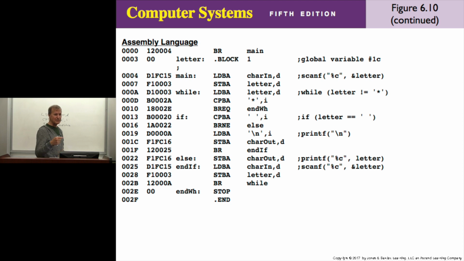Does everybody see how that works? At the bottom, at location 002B, there's a branch back up to the while, and that has to be explicit in the assembly language code. Any questions about how that works? And then there's an if statement inside of that.